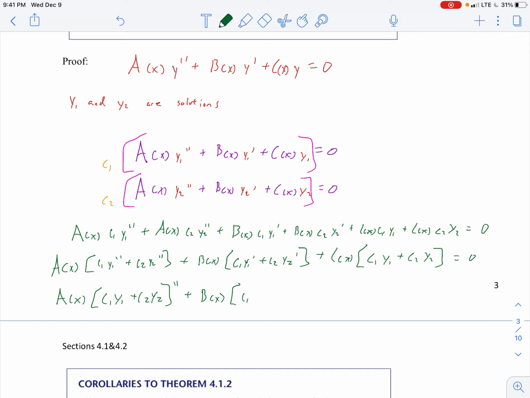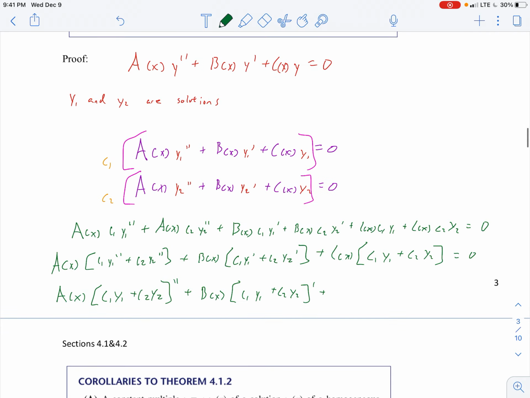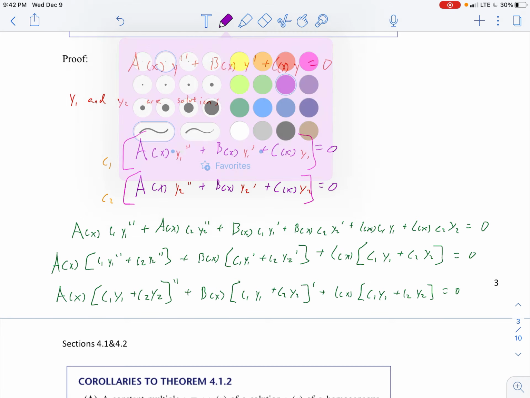I'm going to do the same thing: c sub 1 y sub 1 plus c sub 2 y sub 2, prime, plus, and then we're left with c of x times c sub 1 y sub 1 plus c sub 2 y sub 2, and that equals 0, which shows that the linear combination of y sub 1 and y sub 2 is also going to be a solution.